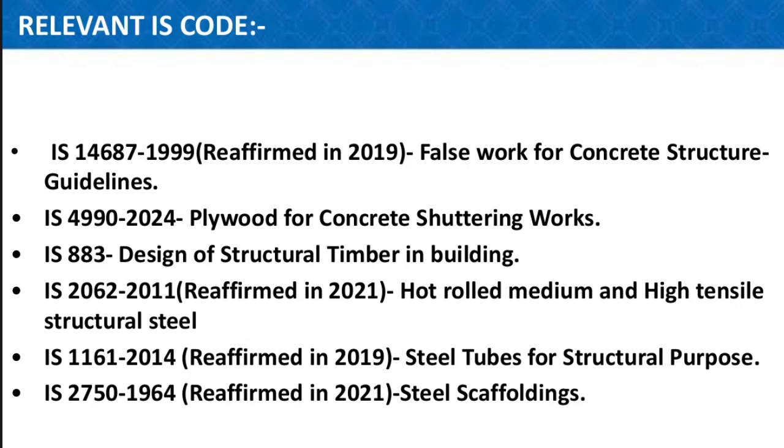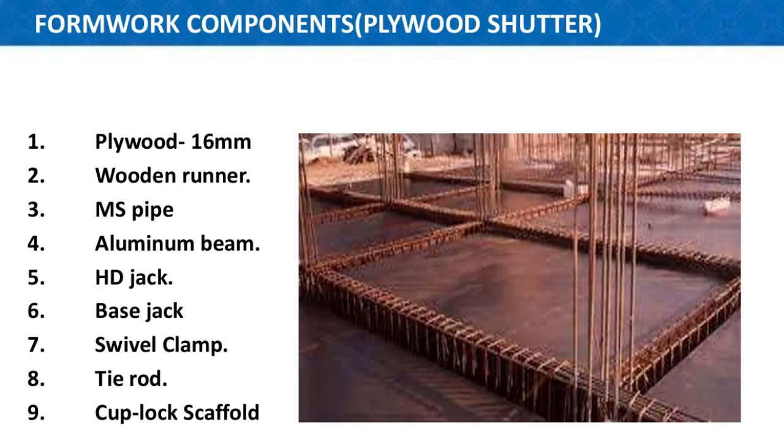So next, what are the formwork components for the plywood shutter or the table shutter? That is the plywood, 16 mm we are using, and on the beam side we can use 12 mm, but in most cases we are using 16 mm for the horizontal one and 12 mm for the vertical one. Then wooden runner, MS pipe, aluminium beam, HD jack, base jack, swivel clamp, tie rod, cup lock, scaffold, that are all used in the formwork.